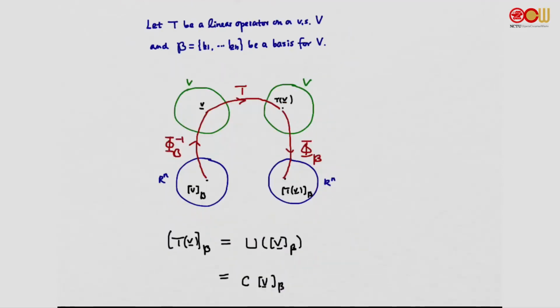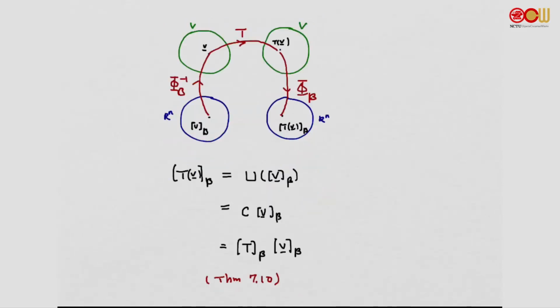So now when we look at the image of T(v), the coordinate vector of T(v), we would have U of the coordinate vector of v with respect to B. This will be the image of this coordinate vector under U, and that's the same as the matrix vector product C[v]_B. And that's the result of theorem 7.10.